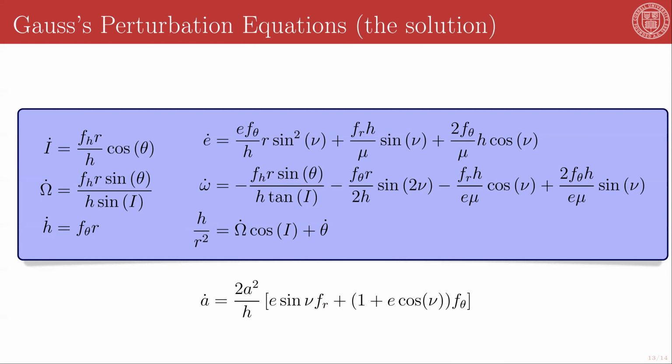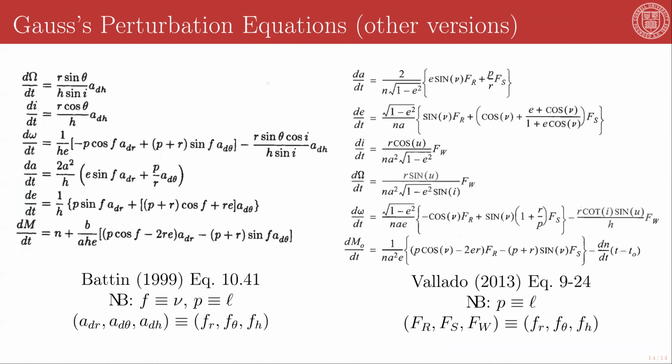There are literally dozens of different forms of these equations out there in the literature and many different methods for deriving them. They all say exactly the same thing, but they might have different simplifications or algebraic substitutions being made. Just to give you a sampling, here are two other sets of Gauss's perturbation equations, one drawn from Battin's book and one drawn from Vallado's book.